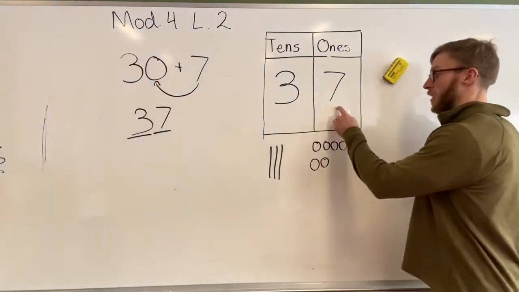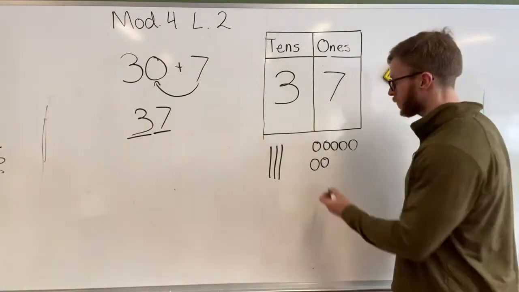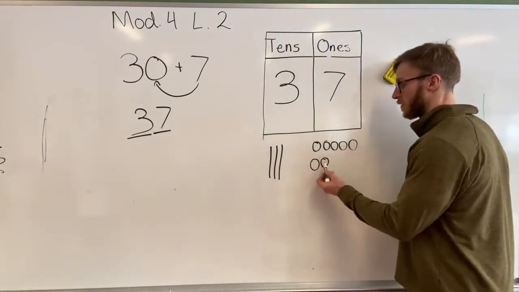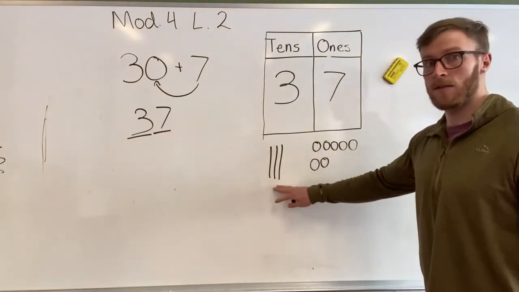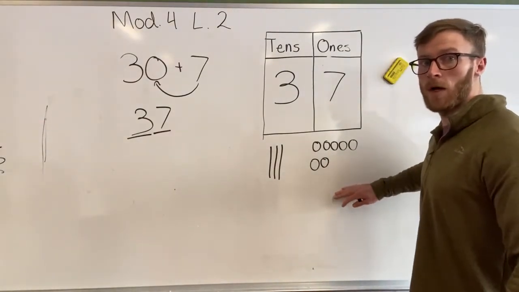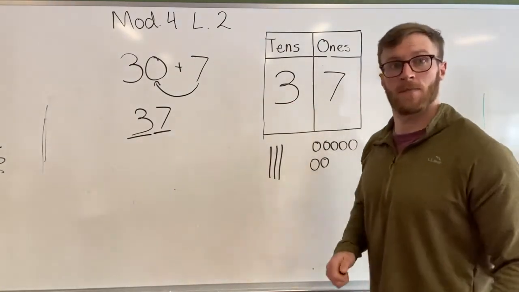Then our 7 1s, we don't have to count any different way. We just count by 1s. 1, 2, 3, 4, 5, 6, 7. So the number 37 has 3 10s and 7 1s, and that's our statement. Alrighty?